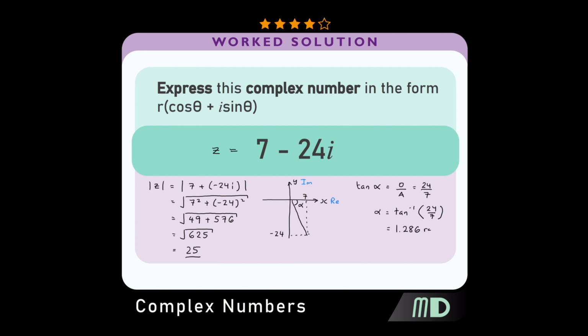The principal argument for a complex number in quadrant 4 is a negative value. In other words, theta is equal to minus alpha. So, the principal argument of z is equal to minus 1.286 radians.